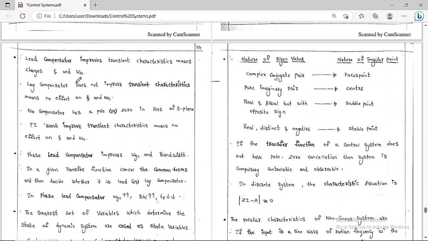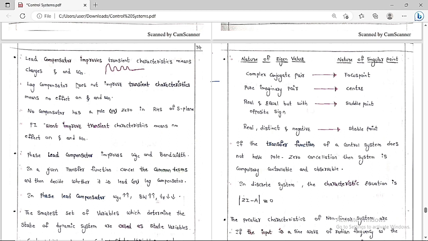So what are the transient characteristic parameters? Zeta as well as omega n. So whenever the response is going to change, then definitely zeta is going to change, and omega n is also going to change. So therefore we can say both zeta as well as omega n are going to be affected. Transient characteristics means the transient response. This is called transient characteristics.